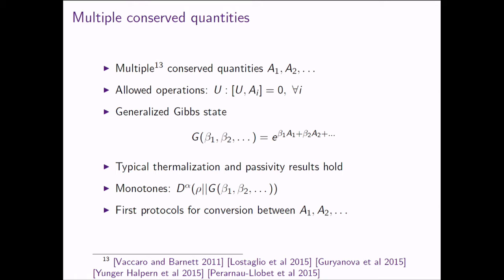And we're starting to see the first protocols to try to convert between all of these quantities. For example, you could have one reservoir that only stores energy and one reservoir that only stores spin, but has a degenerate Hamiltonian, and you want to trade between these two quantities. And here there are very interesting effects when these quantities do not commute, and this is a nice area to explore.